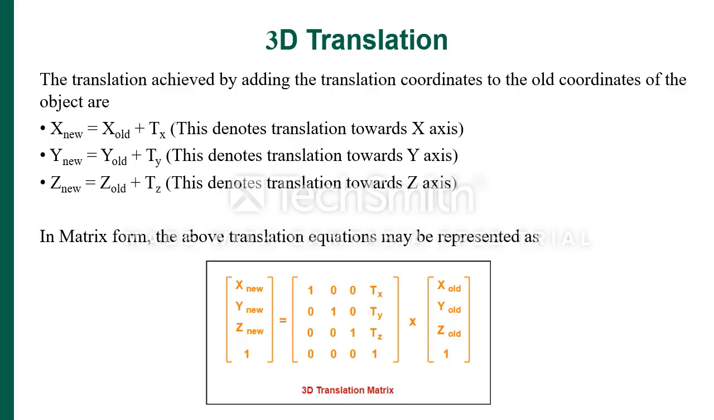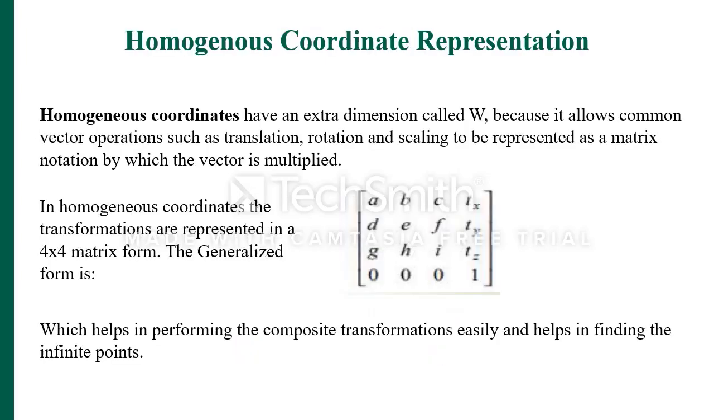This formula can also be noted in matrix form, that is, x new, y new, z new is equal to the matrix with rows 1 0 0 tx, 0 1 0 ty, 0 0 1 tz, and 0 0 0 1, multiplied with x old, y old, z old. For x new, 1 into x old is x old, 0 into y old is 0, 0 into z old is 0, and tx into 1 is tx, so plus tx. Same for y new, it goes y old plus ty, and for z new, the 0 0 and 1 with z old plus tz. So we find the new coordinates using that.